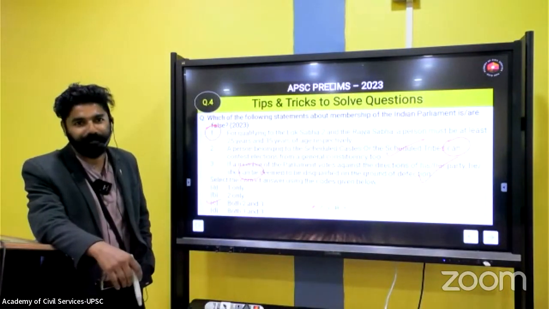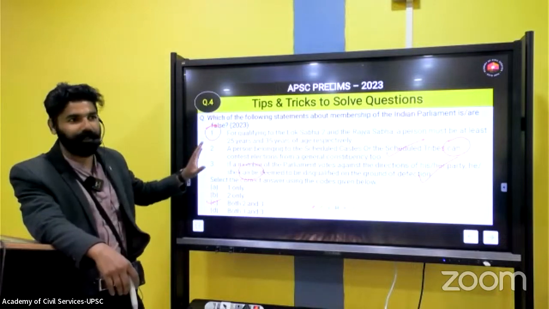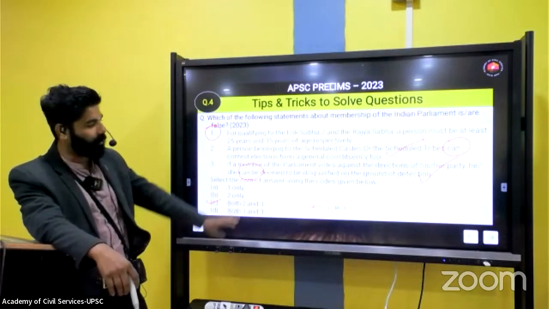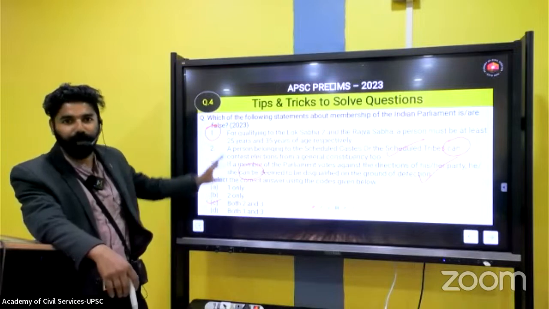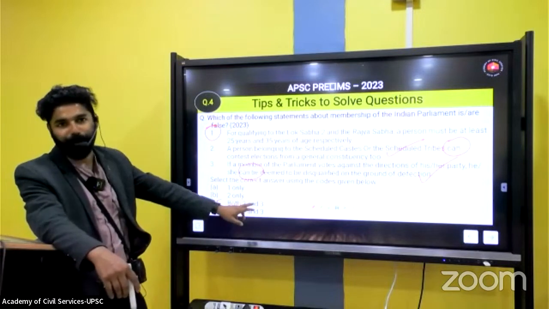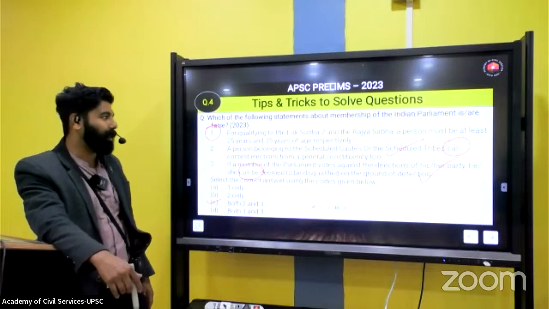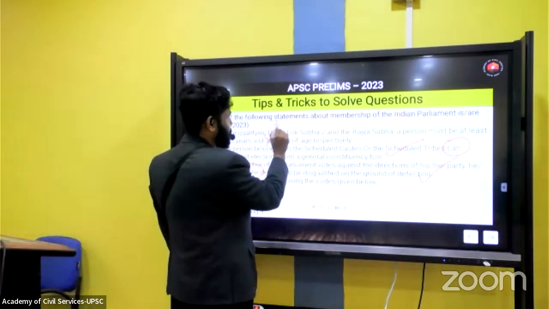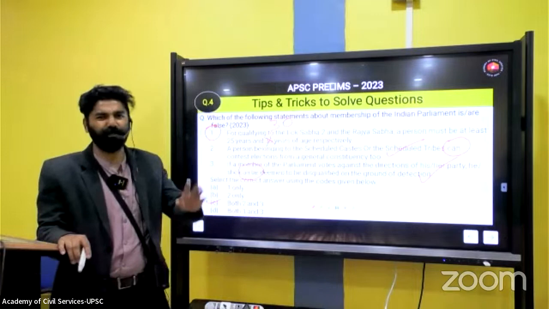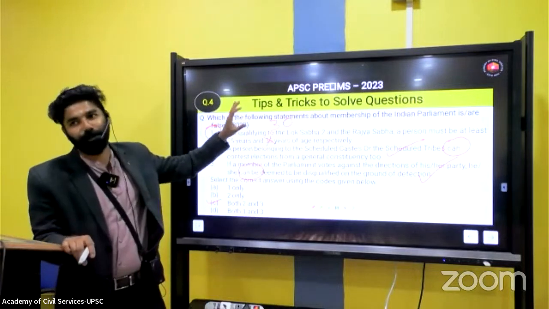Understood? It was an APSC question I'm telling. They were following the UPSC pattern. Can is also used to make the statement correct. The answer key according to APSC, they already issued the answer. C was the answer. The age is not 35, it is 30. That is a factual error. I will discuss it when you join our course.